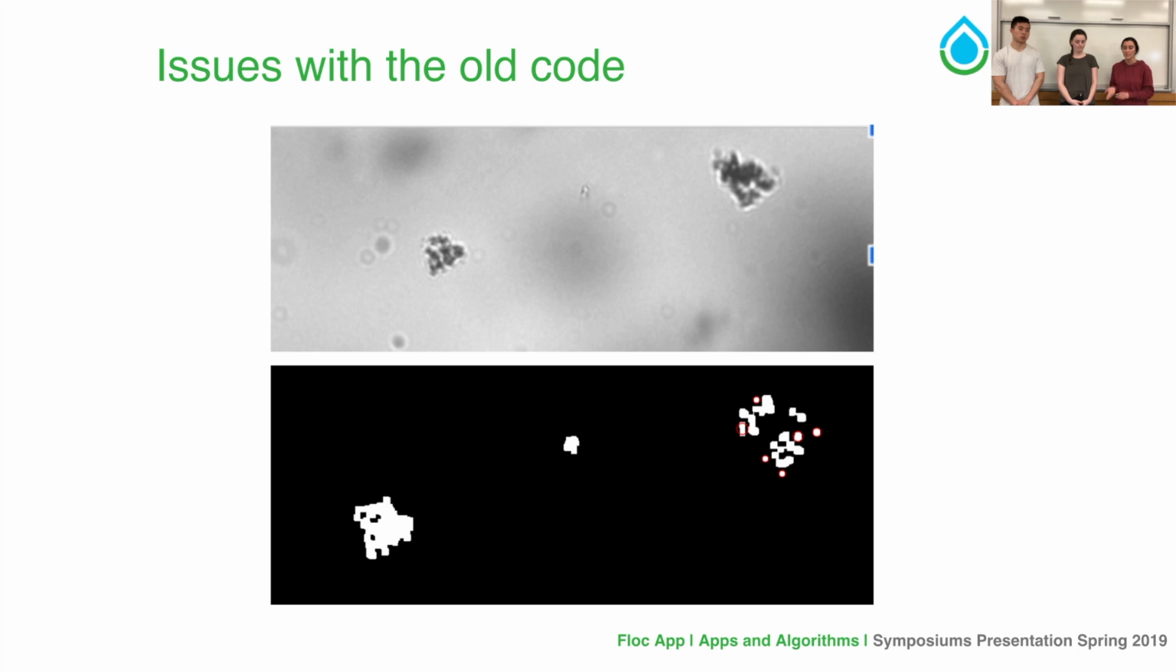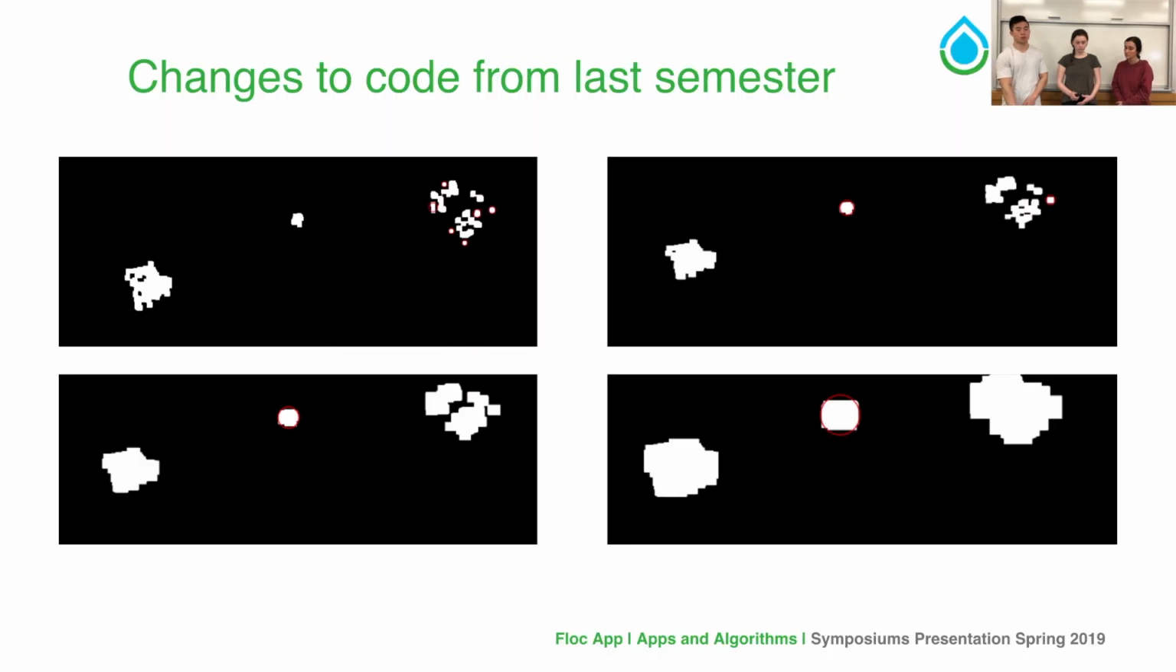So as Vina mentioned, in previous semesters they used OpenCV to count the flocks, but they relied heavily on a function called blob detector. It only counted the very small and circular flocks, as you can see from the image, so it wasn't really effective for us because we wanted the entire flock. So we made a few changes to the code to deal with some of these issues.